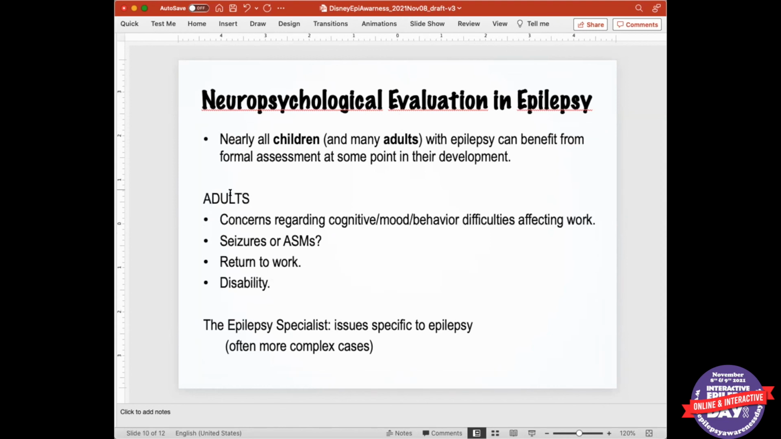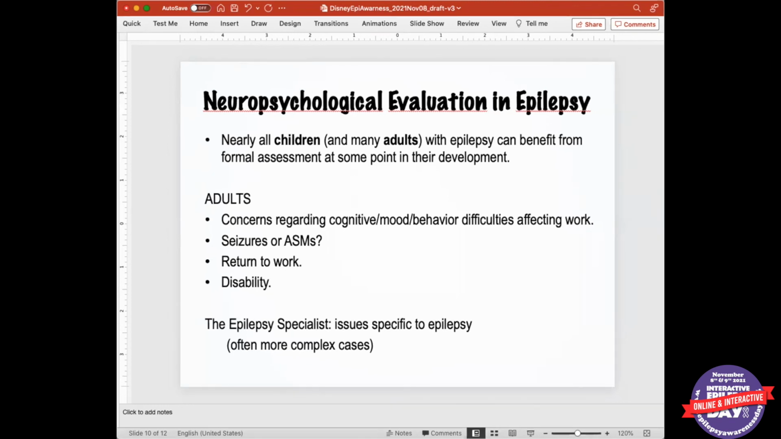For adults, similar things: is it the seizures or the brain, or is it medication? What's causing the problem? If someone has taken time off work, can they return to their same job after they've had, say, a bout of status epilepticus or a lot of seizures and are on a lot of medications? Also things like disability, determining whether somebody qualifies for disability. A lot of times you need a cognitive or neuropsychological evaluation for that. So there's a lot of uses, and I'm over time.